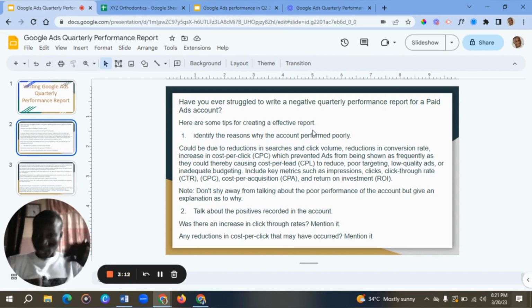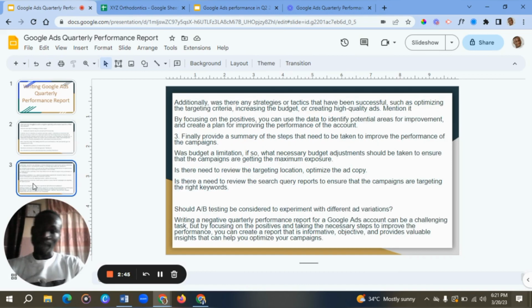So you need to talk about the reason why the account performed poorly, but you also have to talk about whatever positives were recorded in the account. If there's an increase in click-through rate, you mention it. Was there any reduction in average cost per click? If the average CPC reduced, you mention it. So as much as you are telling clients that this account performed poorly, you want to buttress that there are also some positives we noticed. There are some good things that happened in the account as well.